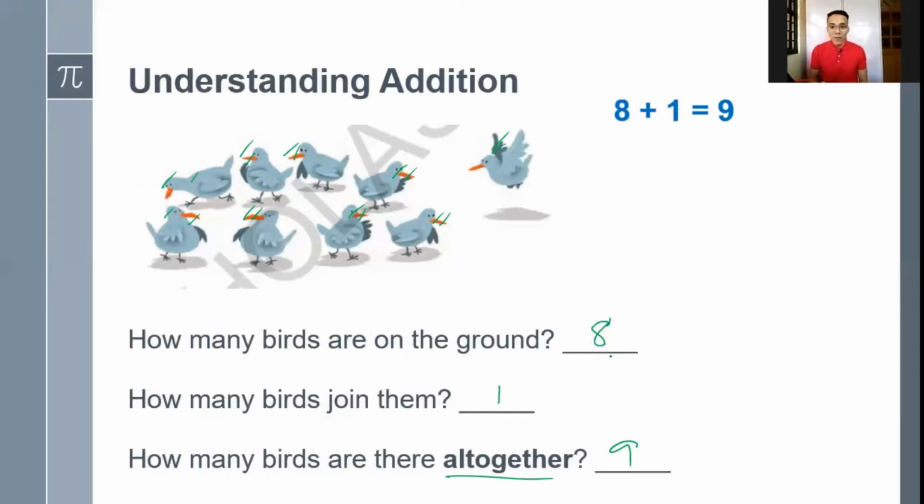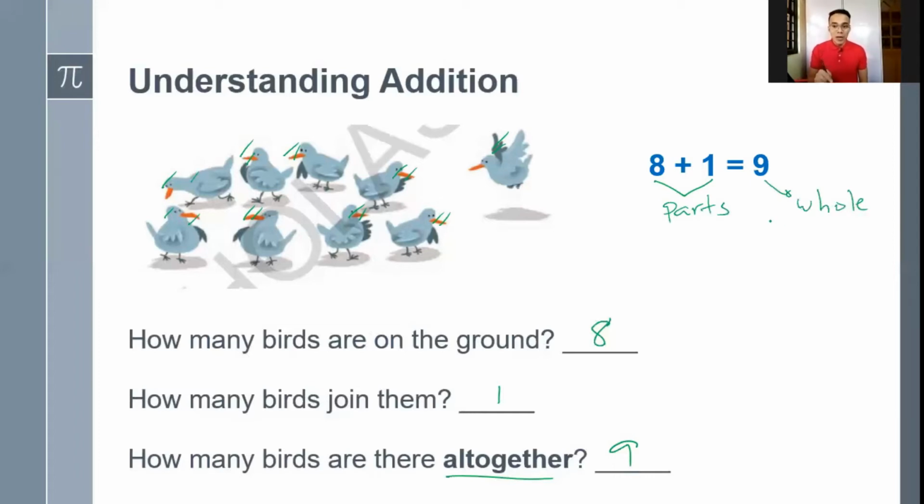Therefore, we have the following addition sentence. 8 plus 1 equals 9. Again, this is called an addition sentence. In this addition sentence, 8 and 1 are what we call the parts, and 9 is what we call the whole.